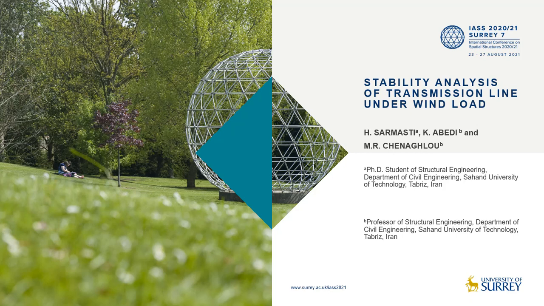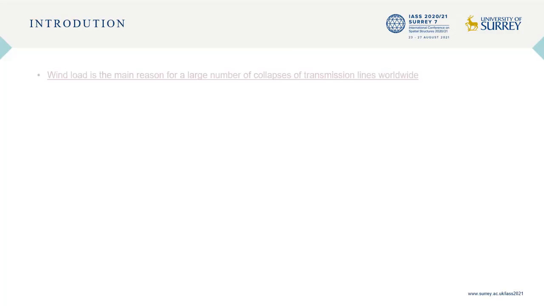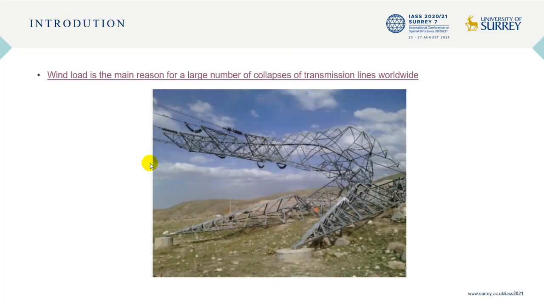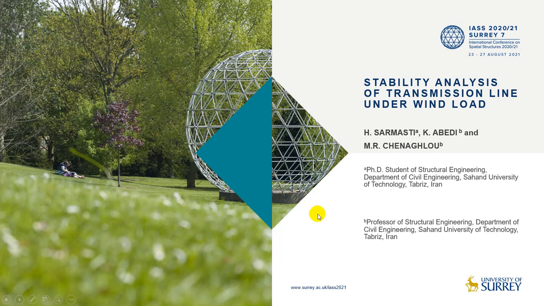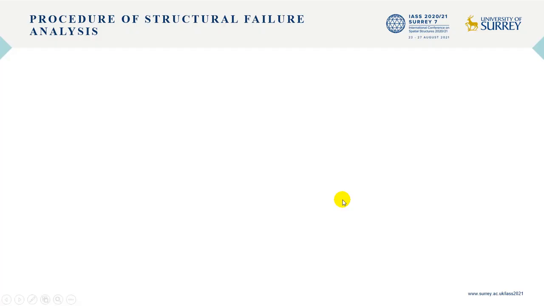Transmission towers are slender and high structures constructed in every region and climate. So, environmental loads such as wind loads are principal loads acting on the transmission line. On the other hand, the vibration of cables under wind loading is a major reason for the transmission line collapse. In this paper, stability of the transmission line was numerically studied under wind load.